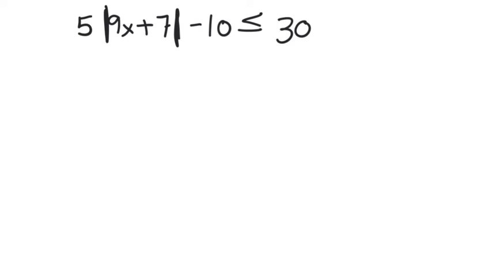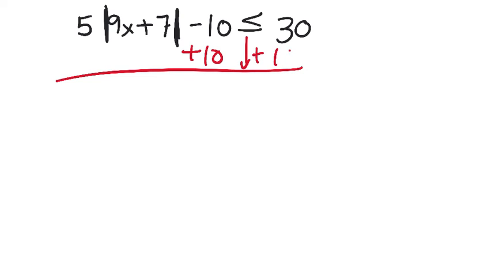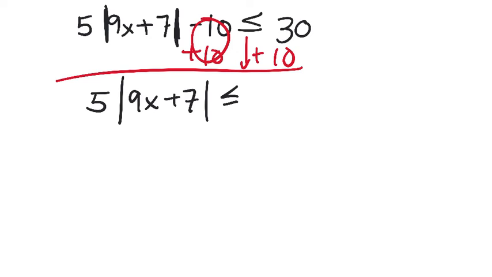So we will solve this one and we will graph it and put it in interval notation just to cover all our bases, okay? So on this one, first thing we need to do is solve for the absolute value, right? So let's get rid of that -10 by adding 10 to both sides. That zeroes that out just as we want it to. Now we have 5 times the absolute value of 9x plus 7, which is less than or equal to 40.